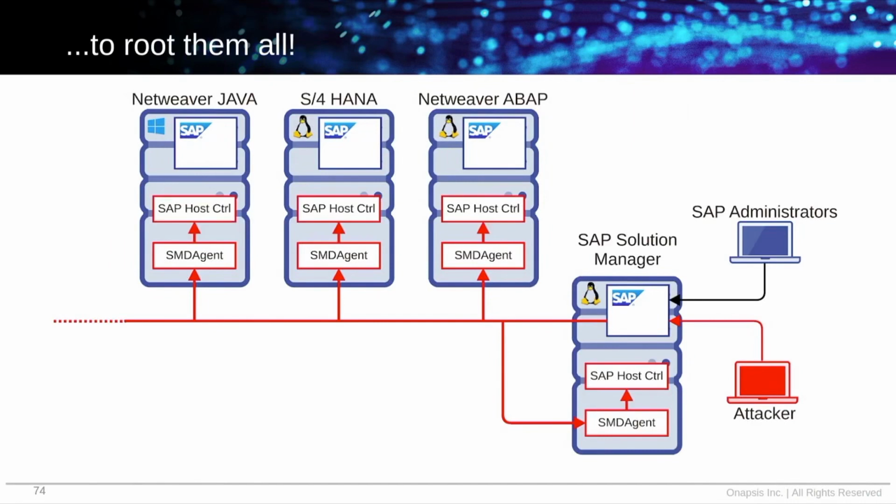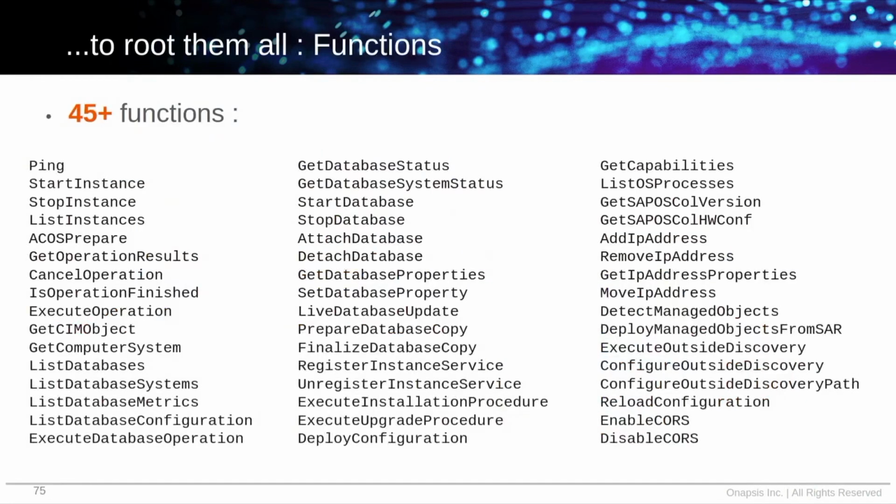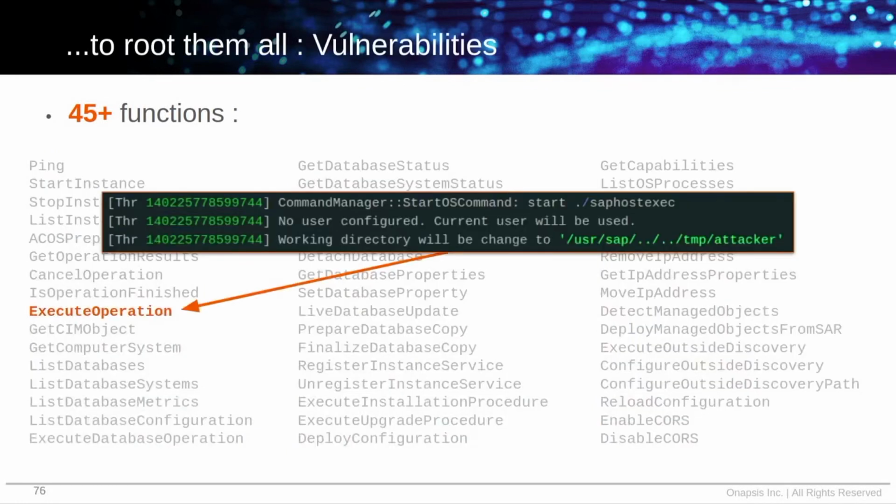the functions provided by the SAP host agent. And remember, when we speak about all functions, we speak about all of these functions. So the next step was to find out how it's possible to execute root commands directly using one of these functions. And we found a way using, for example, this function, execute operation.